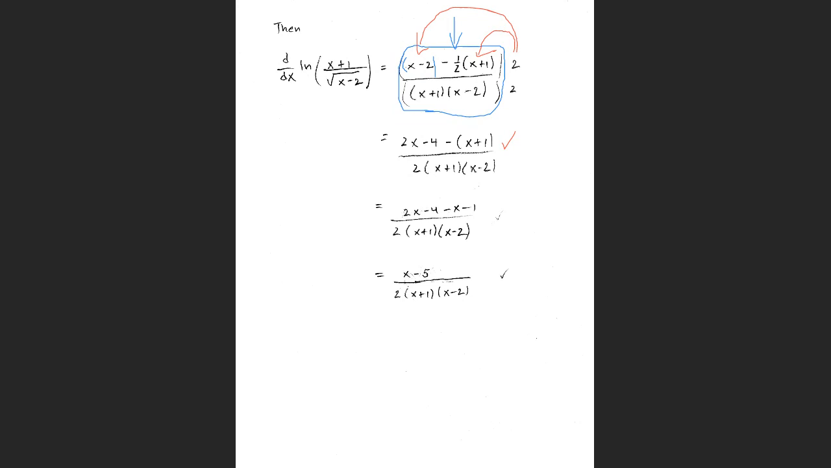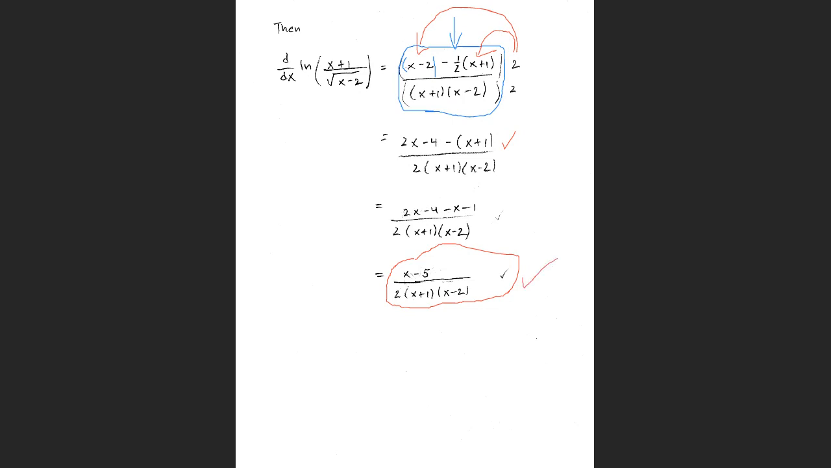And in the end, my derivative is going to equal x minus 5 over 2 times x plus 1 times x minus 2 in the denominator. Let me know if you have any questions.